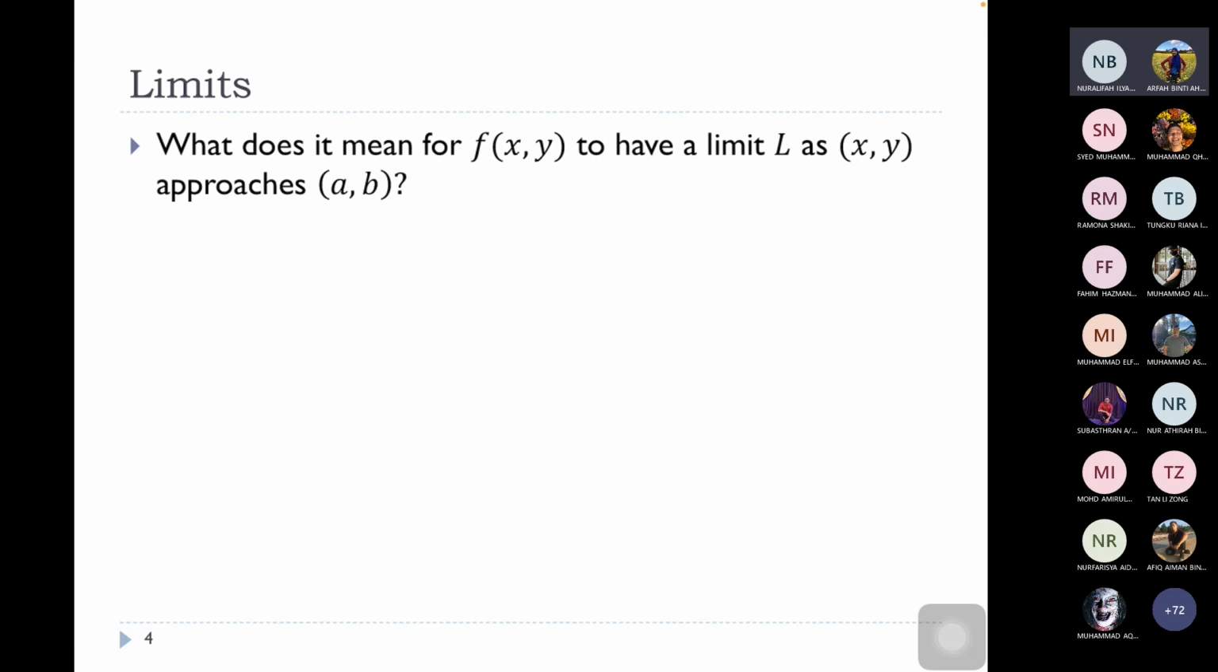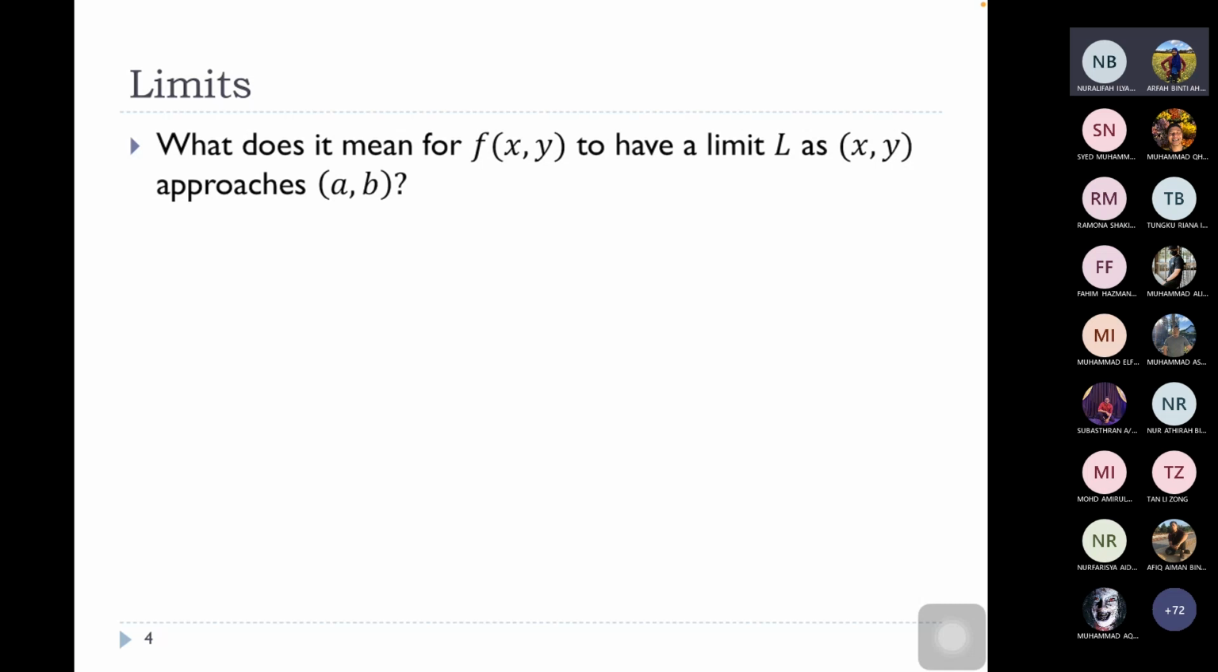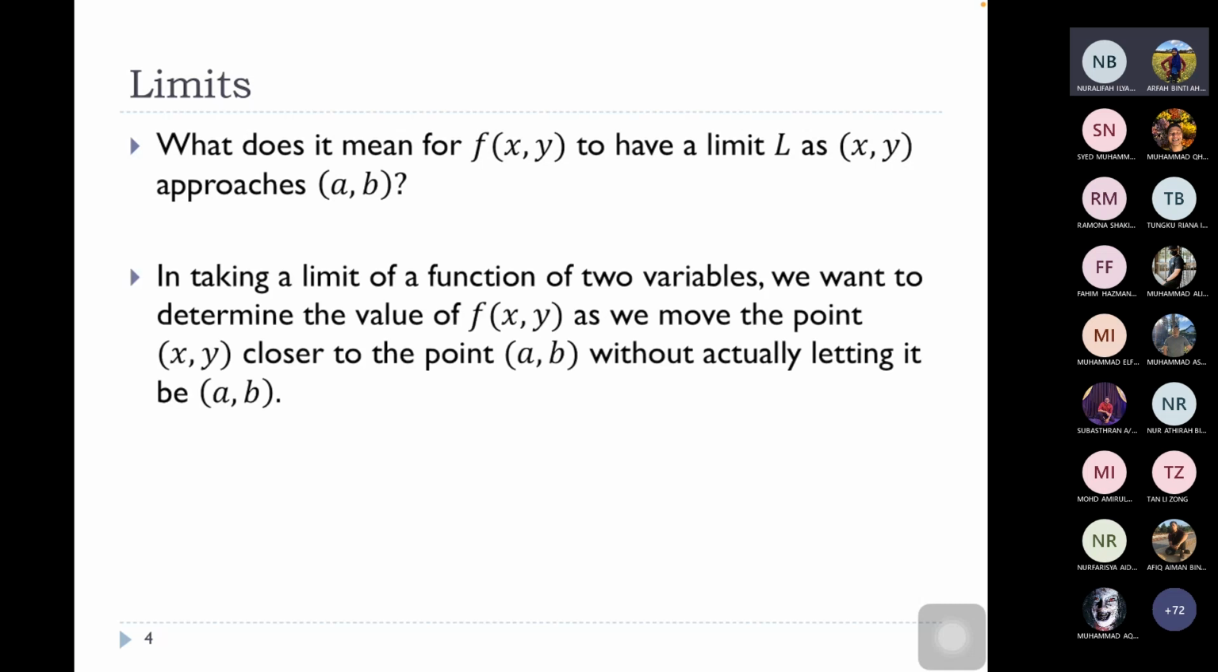what does it mean for the function of xy to have a limit L as xy approaches A dan B? Okay. Apa maksud dia limit bagi sesuatu function apabila xy menghampiri A kepada B? Nilai dia tak adalah ambil the exact, tapi dia menghampiri kepada nilai A dan juga nilai B. Okay. So in taking a limit of a function of two variables, we want to determine the value of the function.